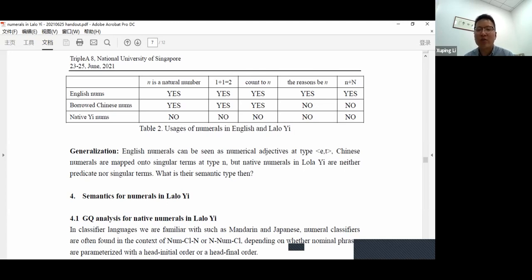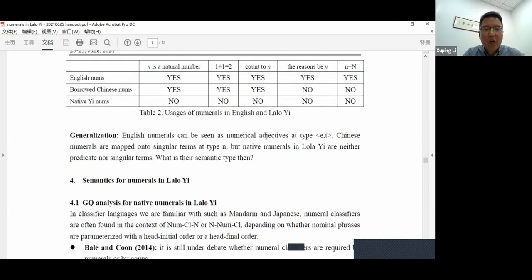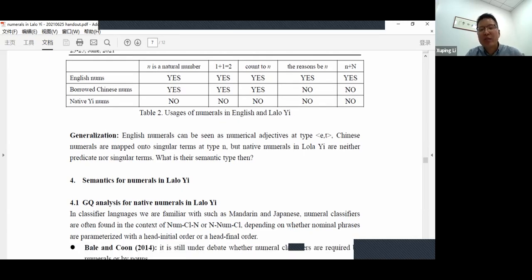The reasons are three, and it's three students. Here, only English numerals can be used in this context. For Chinese ones and Yi ones, they are not allowed. We can only use numcla. So I would argue English numerals can be seen as numerical adjectives, while Chinese numerals are actually mapped onto singular terms of type n. Then what about the Yi numerals?